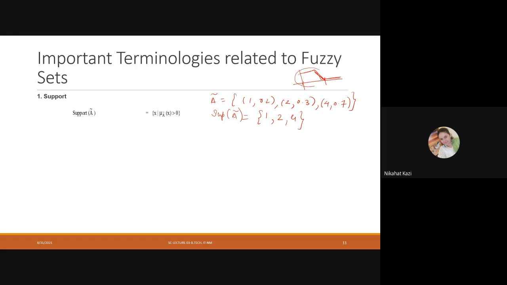Next is core or nucleus. What is the core or nucleus? The core of a fuzzy set is those elements where the membership is exactly 1. The core or the nucleus of the fuzzy set is the x values where the membership is exactly 1. So what is the core of this fuzzy set A, the fuzzy set A which I have listed here?